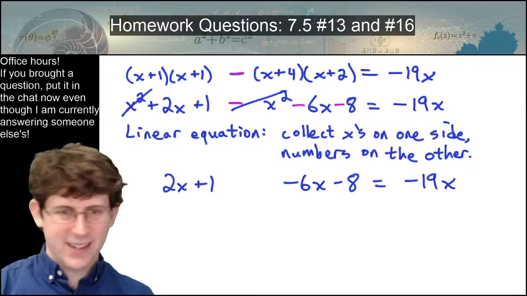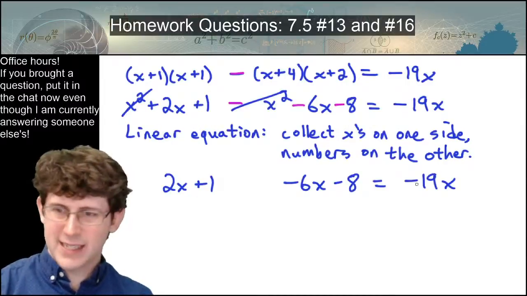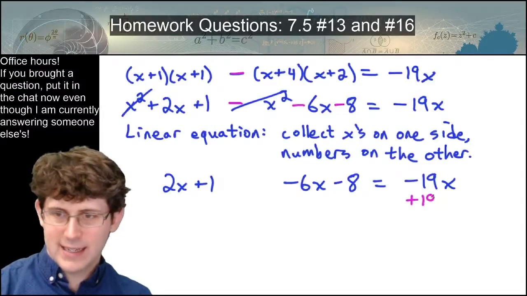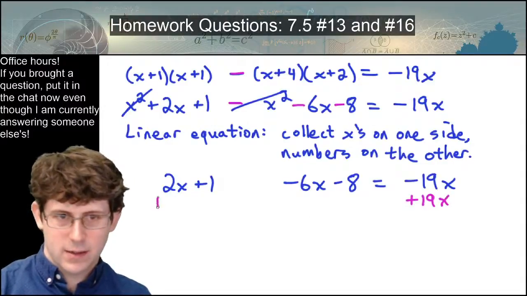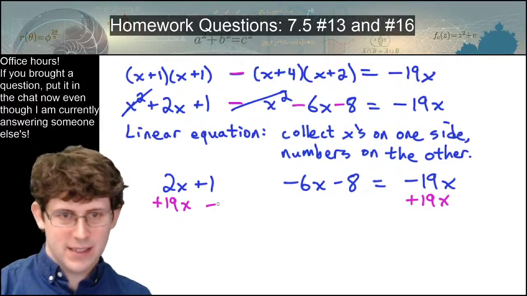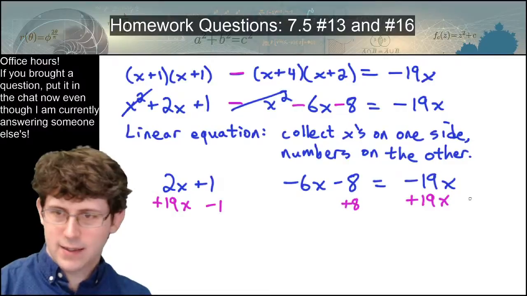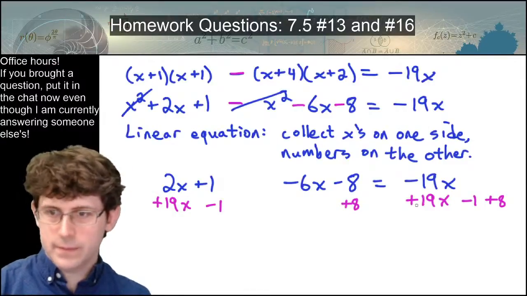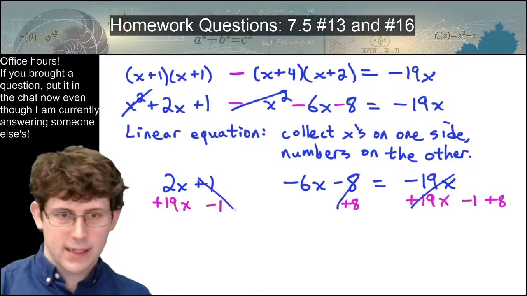I guess I'll get all the x's over to the left because I don't like how the x's are all negative over here on the right. So I'll add 19x to both sides. And then to get all the numbers out of here, I'll need to subtract 1 and add 8. Subtract 1 and add 8. These are all out of here.